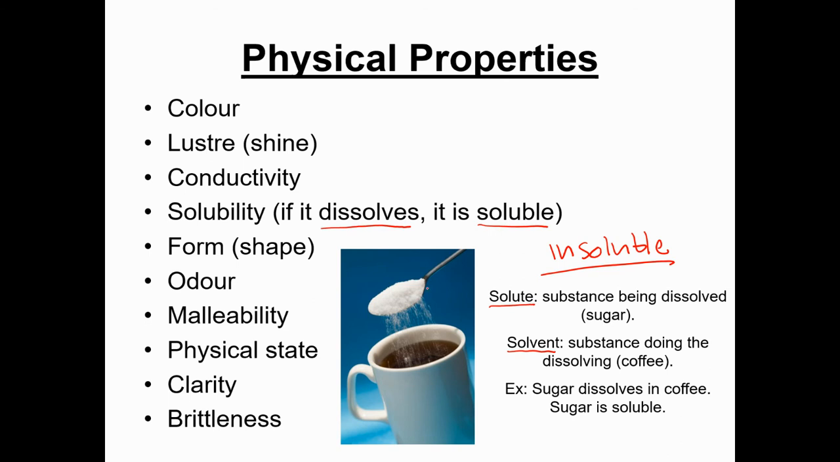So, for example, when I put my sugar into my coffee there, we can say that the water coffee is the solvent. And the sugar is a solute because the sugar dissolves in the coffee. And we could say here that the sugar is soluble since it dissolved in the coffee. In reality, the water is the solvent, and all the coffee grinds and flavors and particles and the sugar are all the solutes.